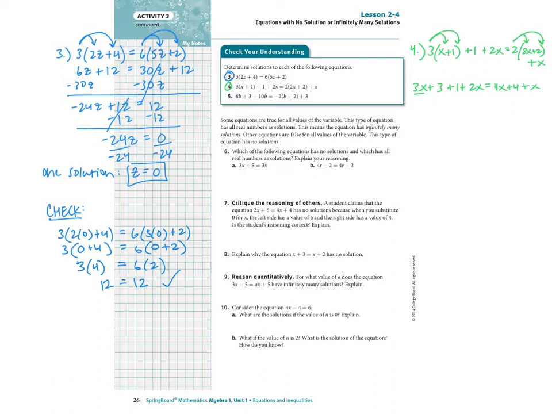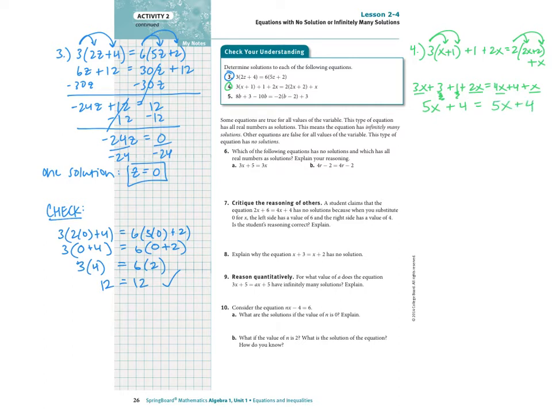My next step is to combine like terms. So I see I have a 3x and a 2x on my left side, so I know that's a 5x. I also can see I have 3 and 1, so I'm going to add those together and get 4. On my right side, I have a 4x and a 1x. Remember, there's a 1 in front of that. So that gives me 5x, and then I have a plus 4.